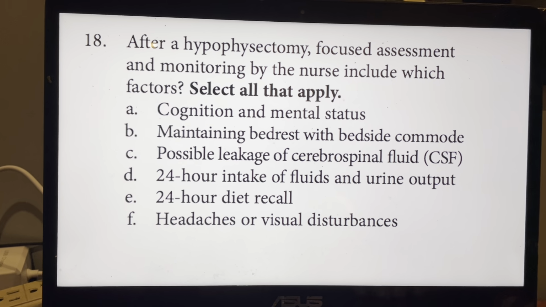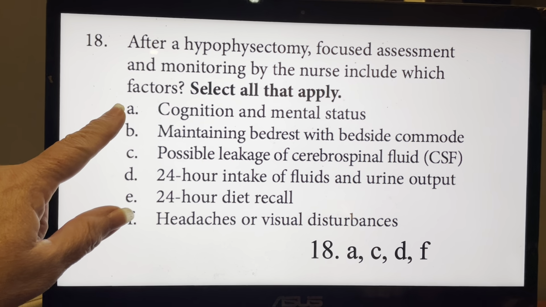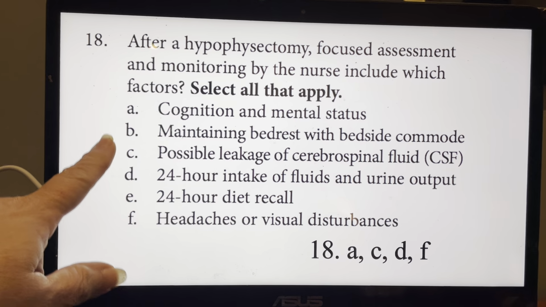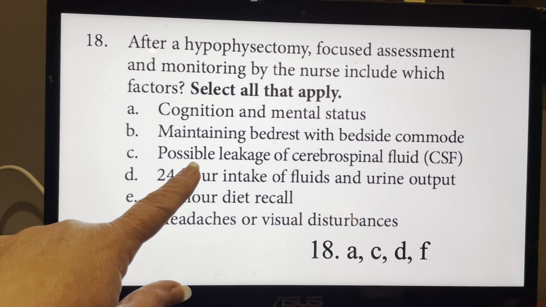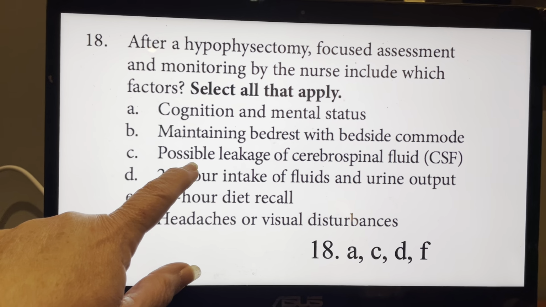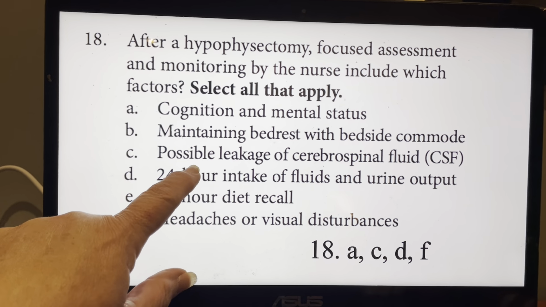You got your answer? 3, 2, 1. A, C, D, and F. Cognition and mental status. A possible leak of cerebrospinal fluid. Yeah, man. I mean, that would be one of those dookie fart situations.